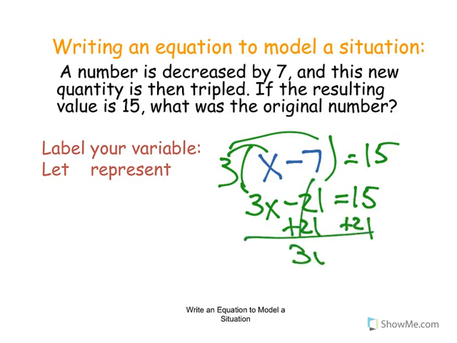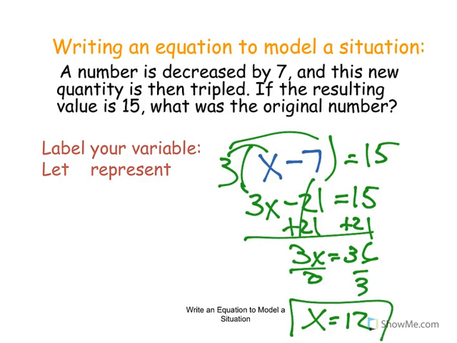All right, so 3X equals 36, so X is 12. All right, so when we check it, we say, okay, what happens if 12 is decreased by 7? Well, 12 minus 7 is 5, and if you triple 5, we get 15.